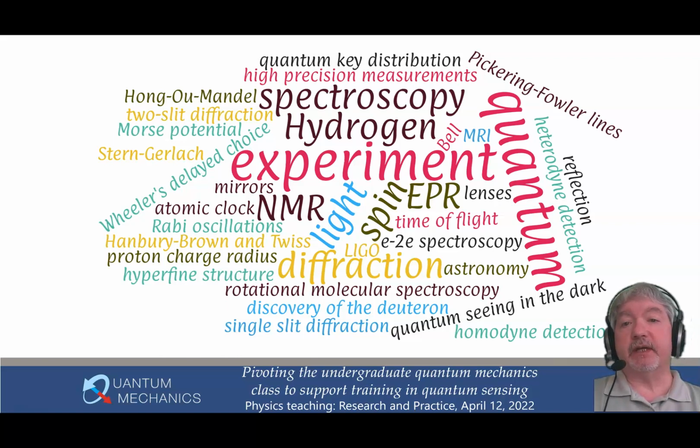So these include things like the Hong-Ou-Mandel experiment, delayed choice experiments, the proton charge radius, how LIGO works, (e,2e) spectroscopy, which is a way that you can actually visualize the wave functions of hydrogen in momentum space, quantum seeing in the dark, high precision measurements, Pickering-Fowler lines, single photon detection, and so forth.